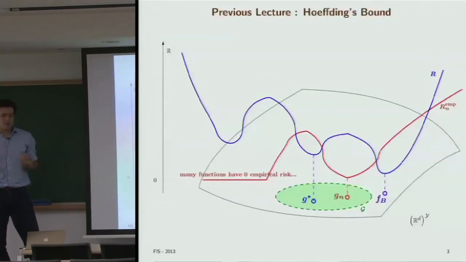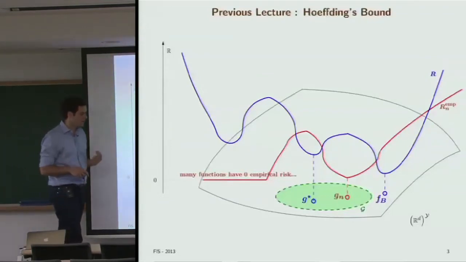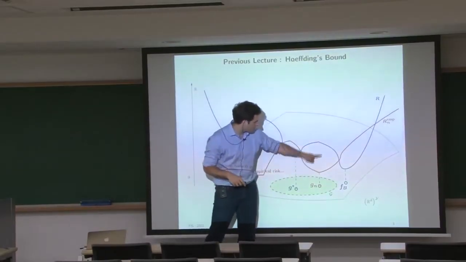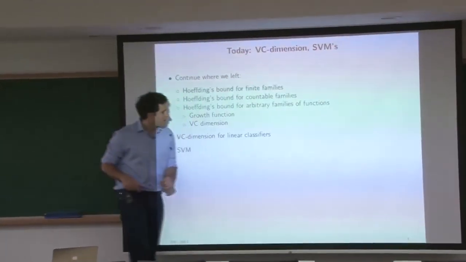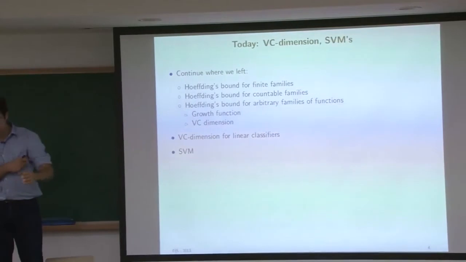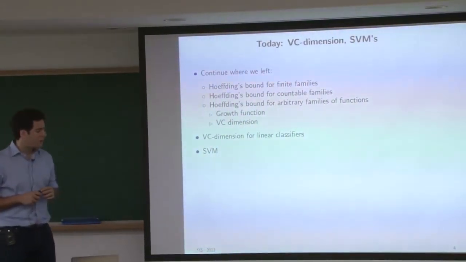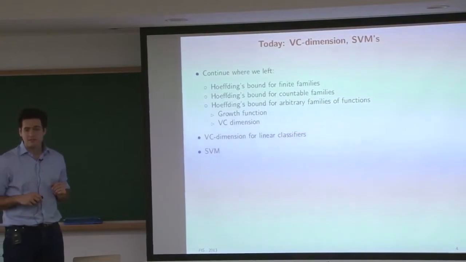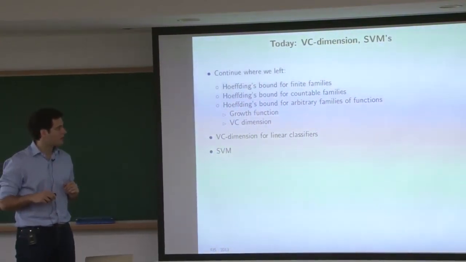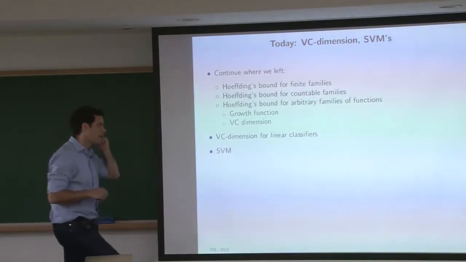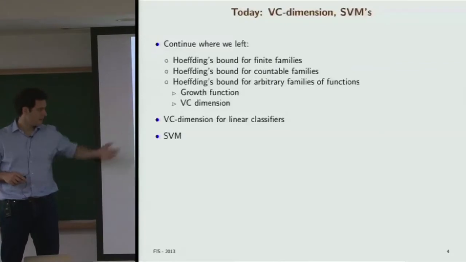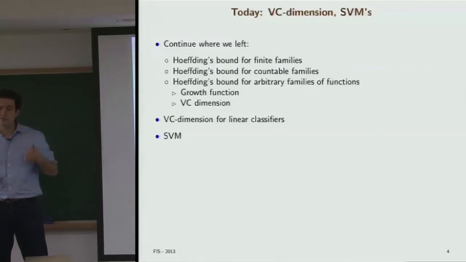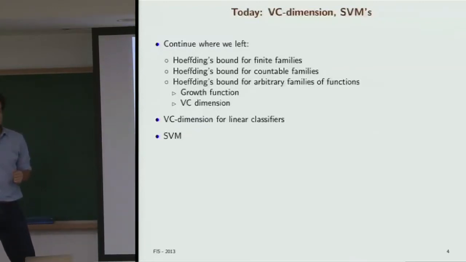of error. In the bounds that we have been studying, we have been discussing mostly this bound here, and we've also discussed a bit about this bound. Let me just recall what we did last time. Last time when we left, we mentioned Hoeffding's bound for finite families, and then we were about to talk about Hoeffding's bound for countable families. Today we're going to talk about Hoeffding's bound for arbitrary families of functions. And then we will follow with some considerations on VC dimension. SVM will probably be for next time, but if we have time, we will start talking about SVMs.